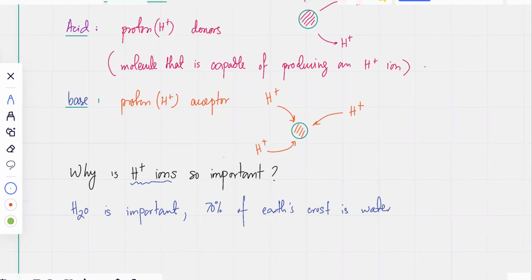Living organisms, all of us, we are mostly water. Like our blood, that's mostly water. Our cells, they're full of water. So water as a chemical is everywhere. And water is important because water is your main solvent on planet Earth.